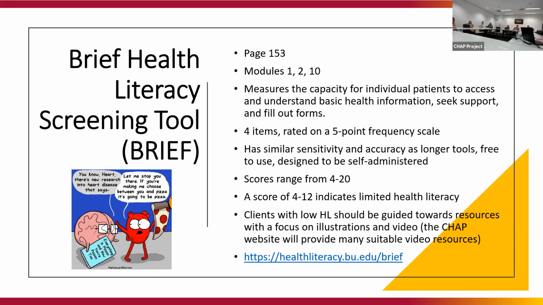So scores range from 4 through to 20, and a score of 4 to 12 would indicate limited health literacy. So there's 3 groups: limited, moderate, and satisfactory health literacy. So clients with low health literacy, you might need to guide them towards resources that are more focused on providing illustrations or videos to convey information, and the CHAP website will be a place that you can send people to get information about cardiac-related health. And I have provided a little link there, which is to the Brief tool, which is available online, so you can go and fill it in yourself.